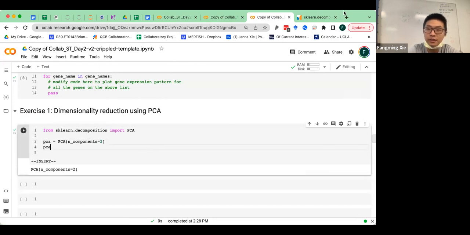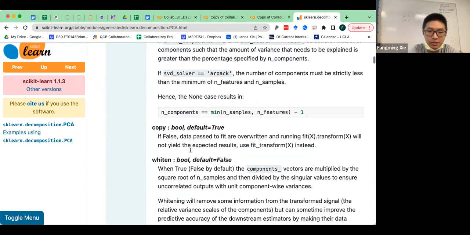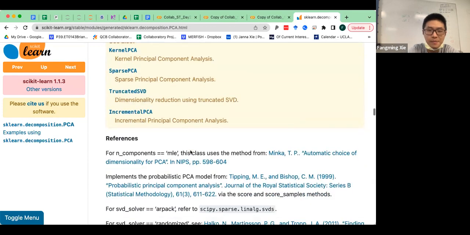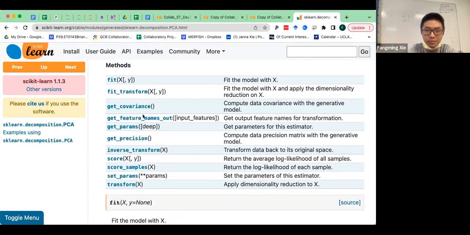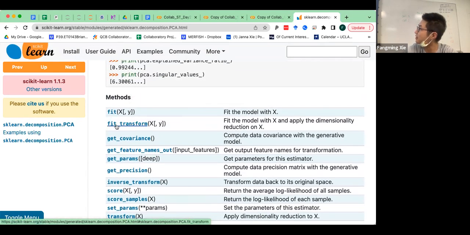And then we go back. What we can do with it, because I know this already, I've applied it for a long time, but I just want to show you a little bit. Here's a command called fit, or here's a command called fit_transform.